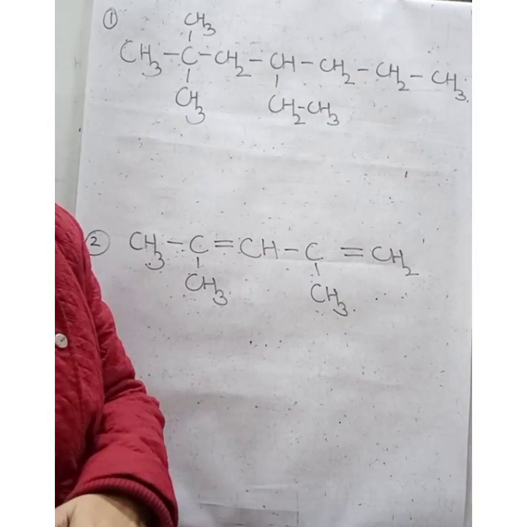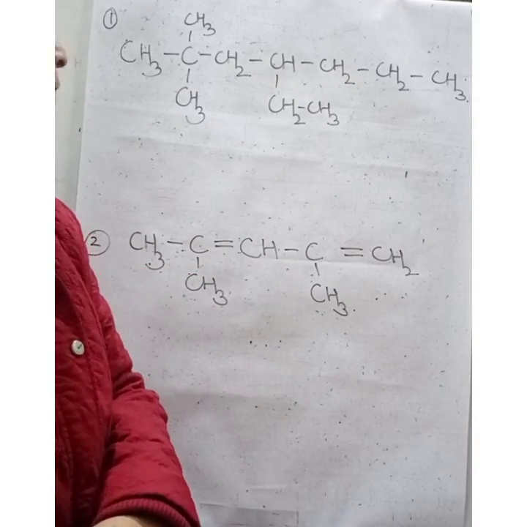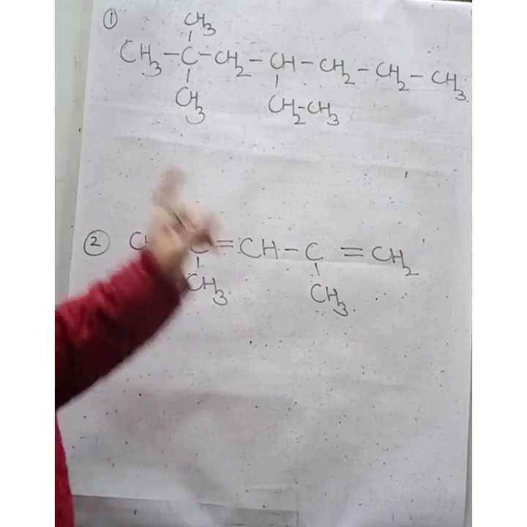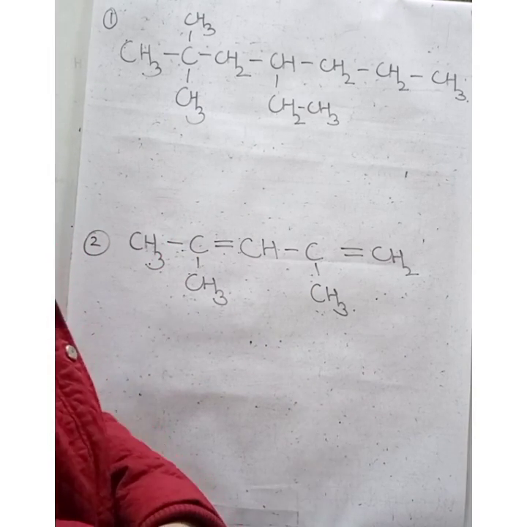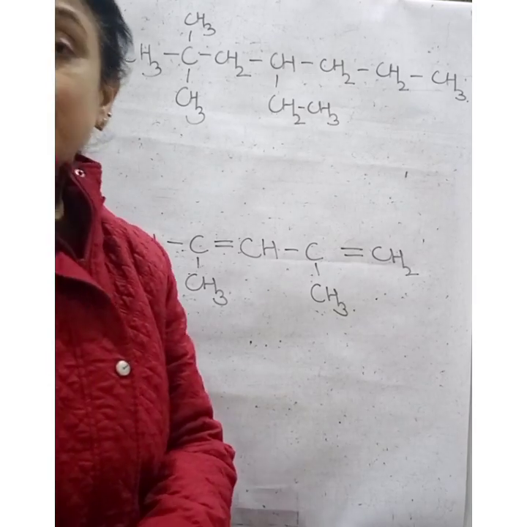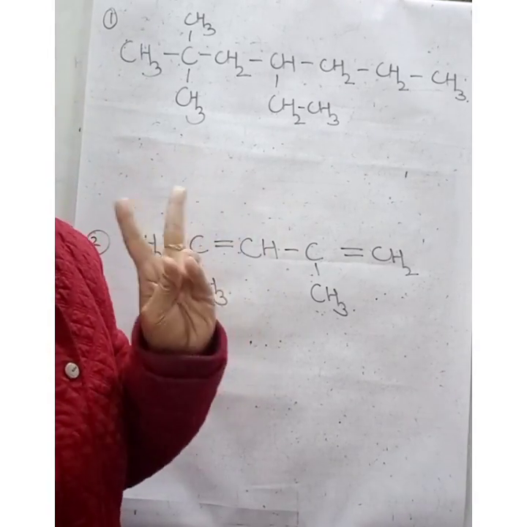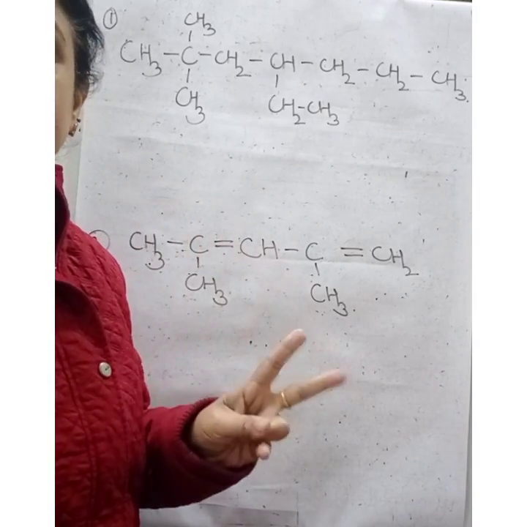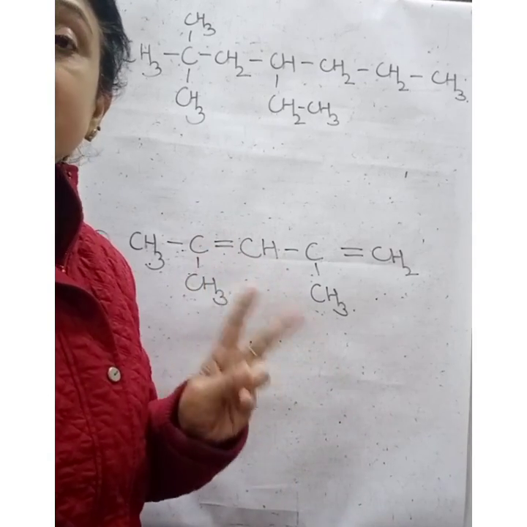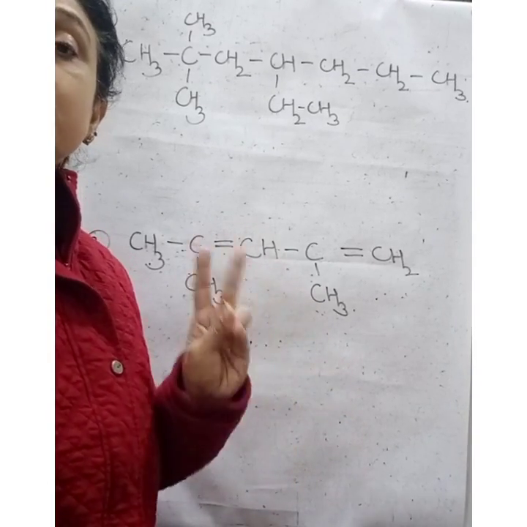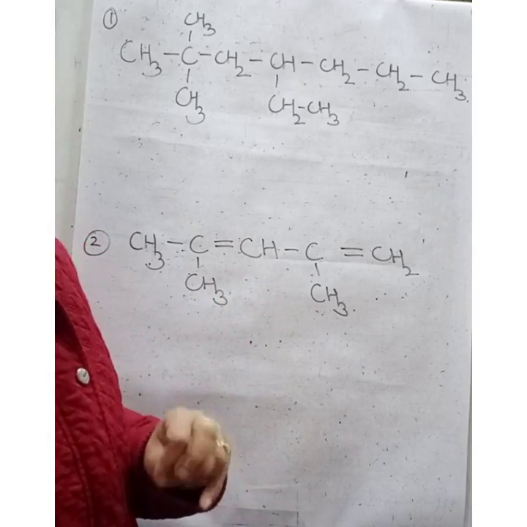So it's a simple hydrocarbon compound. Now the rule says that select the longest chain of carbon atoms. Then we have to take care. If two chains are of the same length, then we have to select that chain as the longest chain which contains the maximum number of substituent groups.